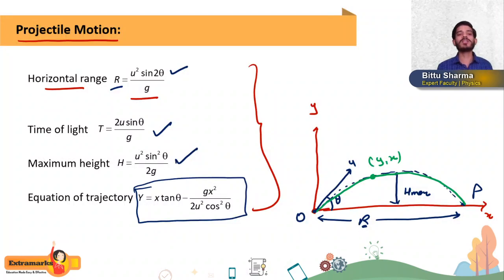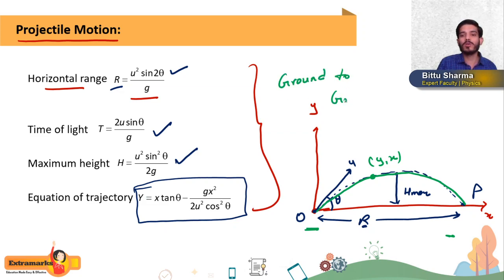Students, one more thing. Remember this thing. These formulas are valid only when we are throwing the projectile from ground to ground. Getting or not? So we will use this formula when the projectile is thrown ground to ground. When is the projectile thrown? From ground to ground. Okay.